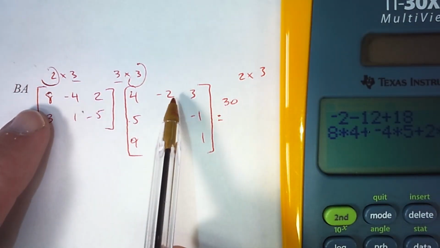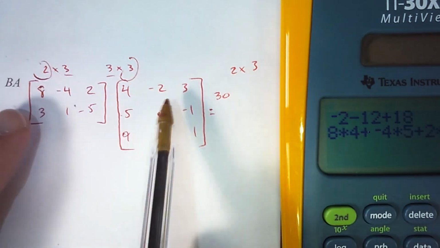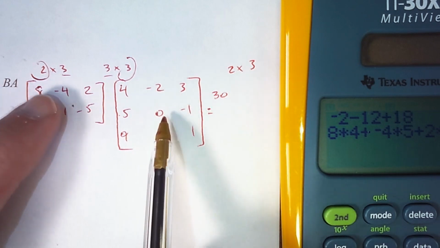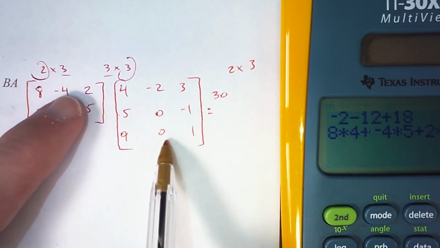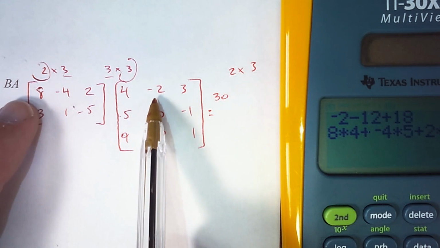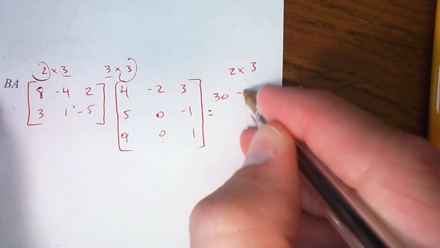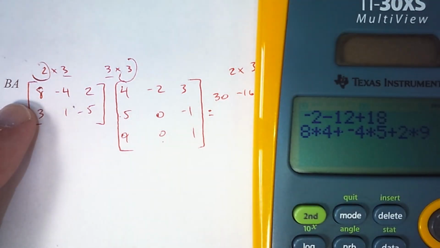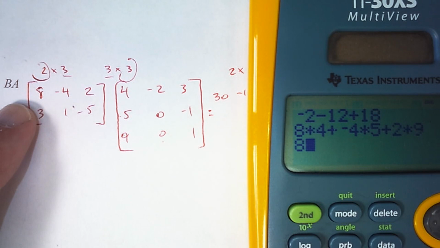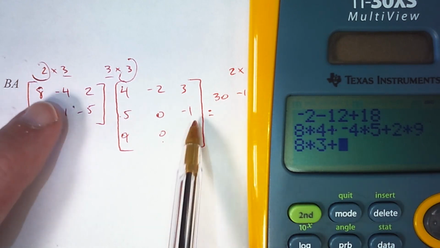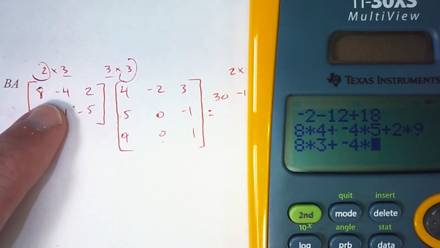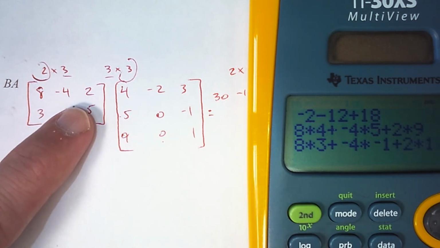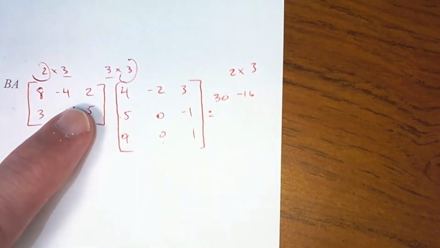Then I do the first row by the second column. So I've got 8 times negative 2, which is negative 16, plus negative 4 times 0, plus 2 times 0. Those are both zeros. So it's negative 16. And then the first row by the last column. So I've got 8 times 3 plus negative 4 times negative 1 plus 2 times 1. And that is 30.